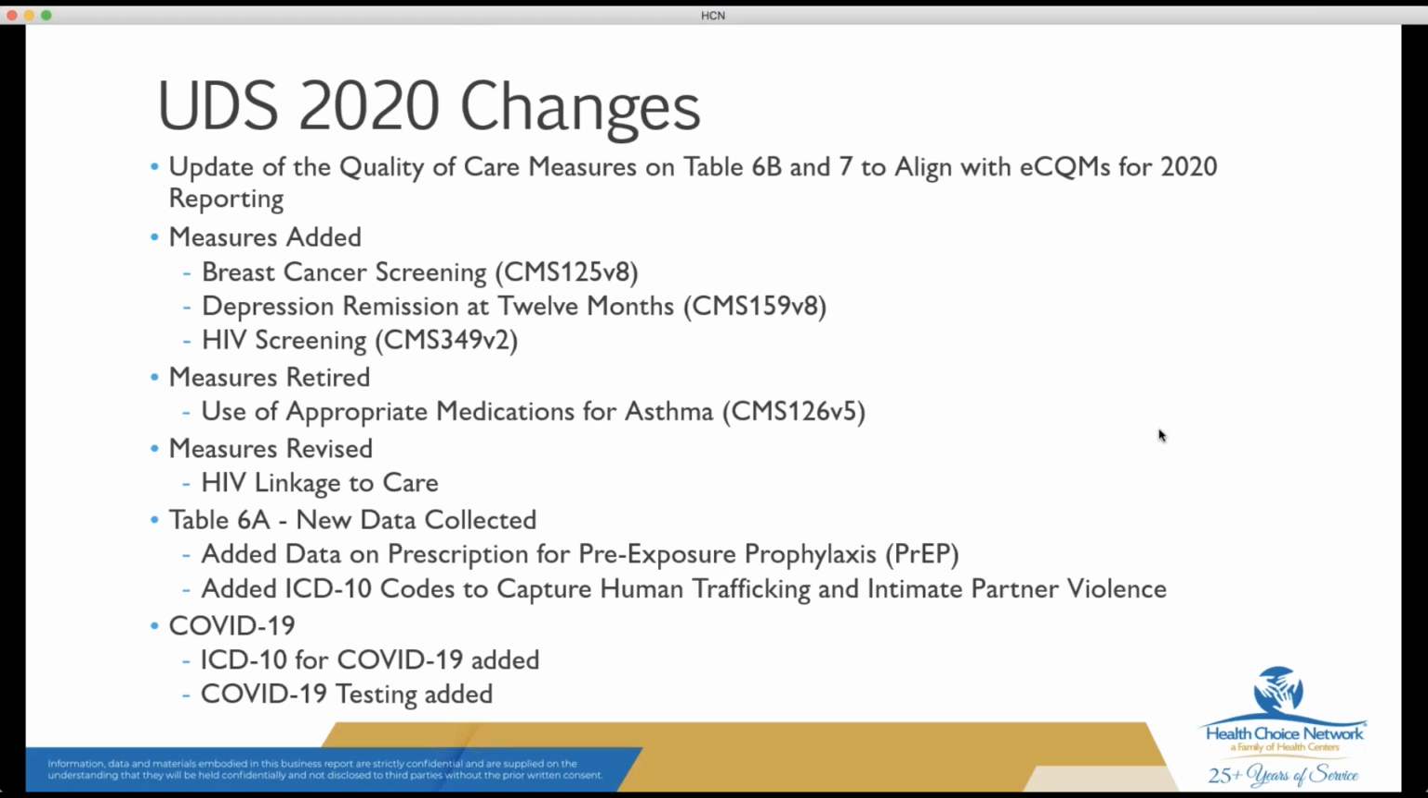And as I mentioned before, 3 measures have been added: breast cancer screening, depression remission at 12 months, and HIV screening. 1 measure has been retired, and that's the asthma one. And then a change was made to the HIV linkage to care measure with the follow-up treatment timeline. And the new data collection lines that have been added to Table 6A for PrEP, for human trafficking and intimate partner violence, and of course for COVID.